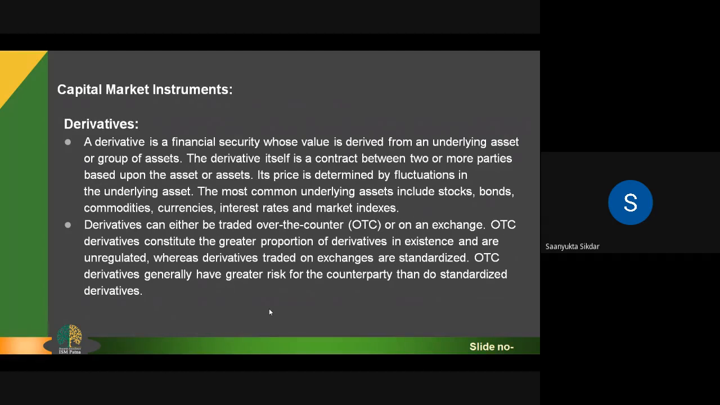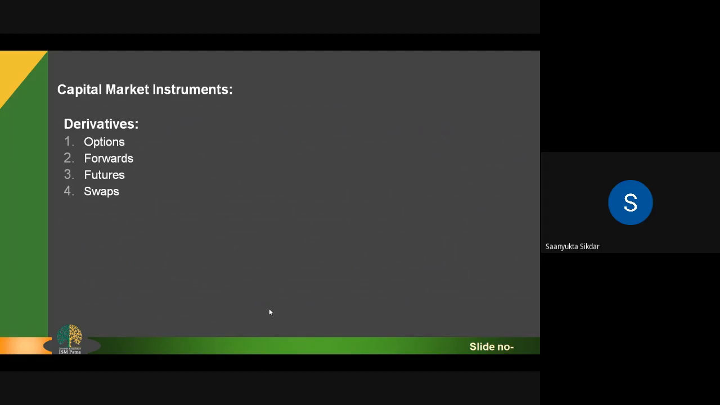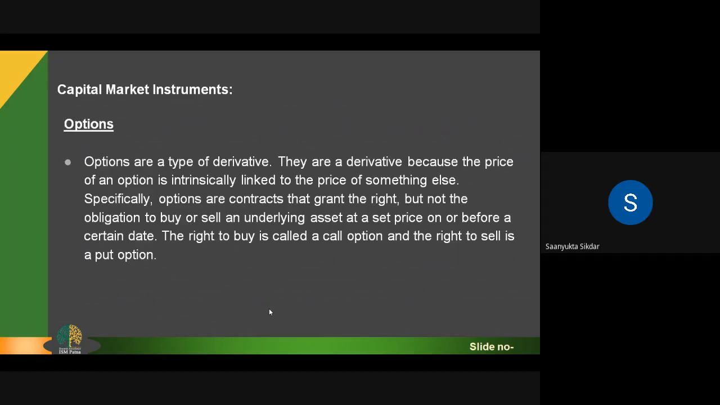Now, another important instrument is derivatives. What are derivatives? A derivative is basically a financial risk mitigating instrument whose value is derived from an underlying asset. This derivative can be used over any of the financial instruments, like currency, stocks, shares, etc. Types of derivatives are options, forwards, futures, and the fourth one is swaps. It's very important. Options are a type of derivative, and their operation and working is more or less the same as the warrant.